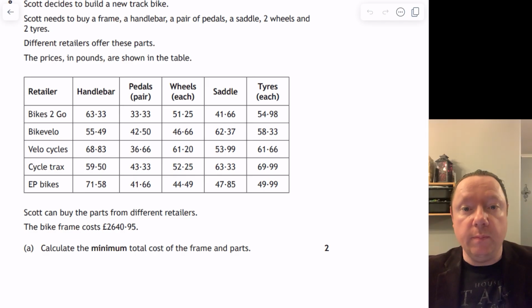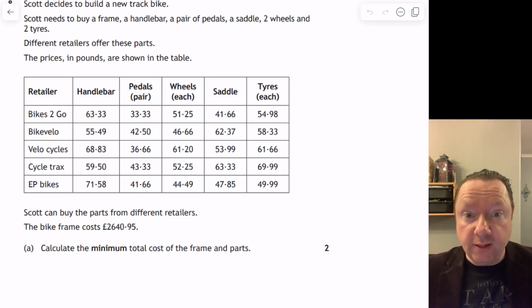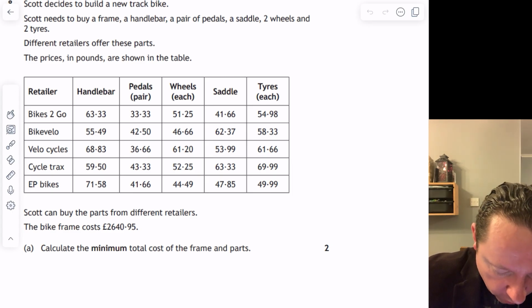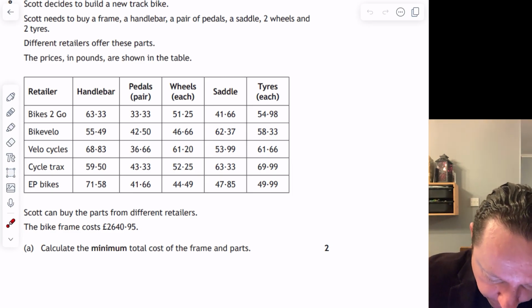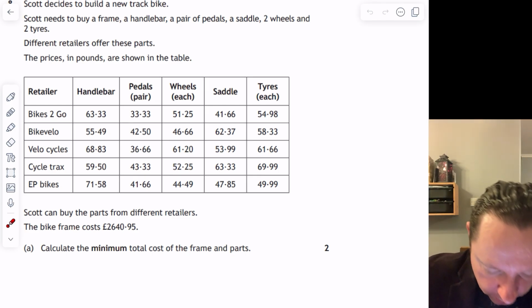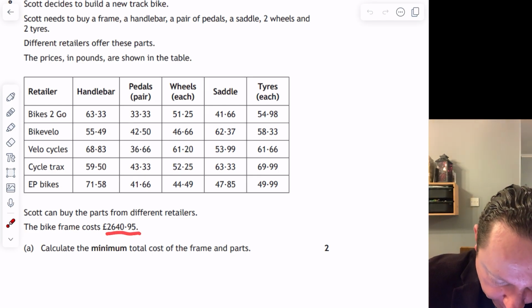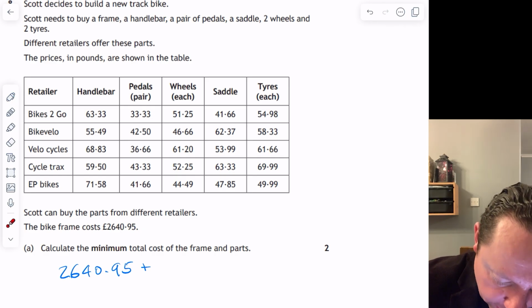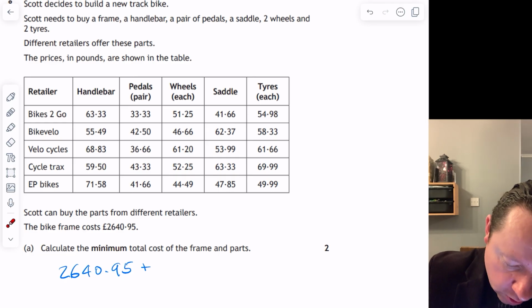So this is a question where basically we are just taking information from a table and then just adding up our answers. So let's have a look at what we've got here. We are looking for a frame and parts. So let's look at the frame first. The bike frame costs 2640.95. That's just a fixed price, so I can just write that down. And then we want parts. So we just want one of each, I think. Handlebar, pedals, saddle, wheels and tyres. But make sure we get 2 wheels and 2 tyres.